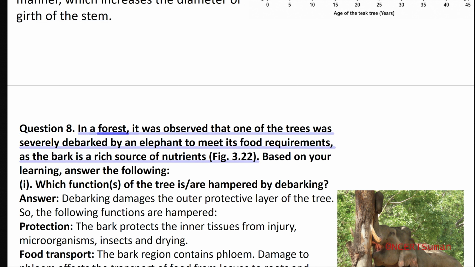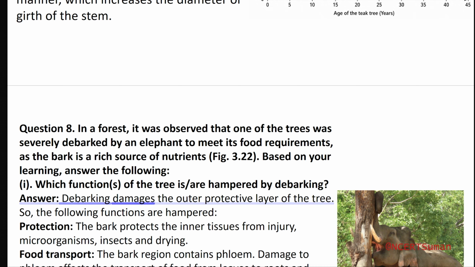Question 8. In a forest, it was observed that one of the trees was severely debarked by an elephant to meet its food requirements, as the bark is a rich source of nutrients. Fig 3.22. Based on your learning, answer the following. 1. Which function(s) of the tree is/are hampered by debarking?